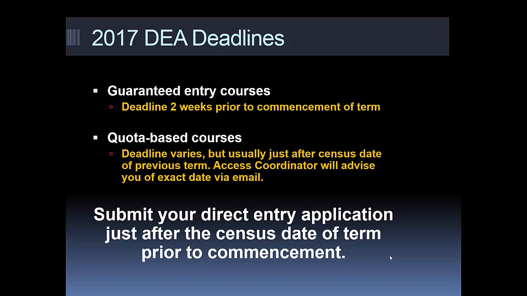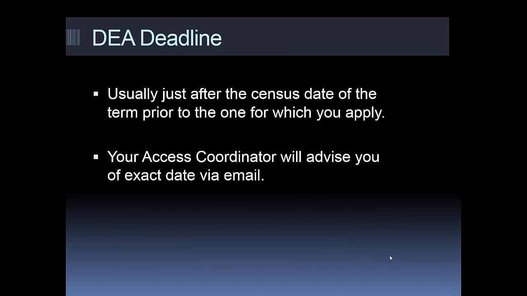Now, these are the deadlines for 2017, but as of 2018, the direct entry application deadlines are going to be much earlier. So the direct entry application deadline is usually going to be just after the census date of the term prior to the one for which you apply, but your access coordinator will advise you of the exact date via email. So it's very important that you check those emails, but keep it in mind that you need to submit your application well before the start of the following term.